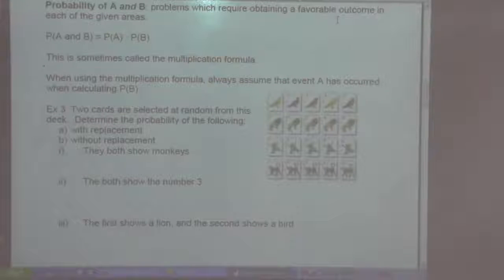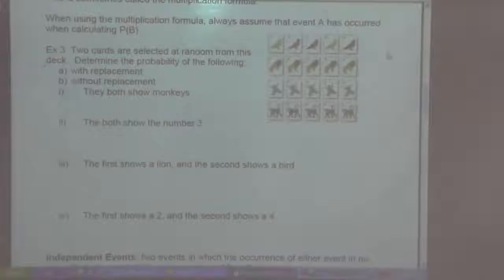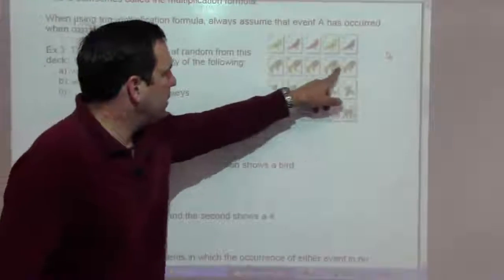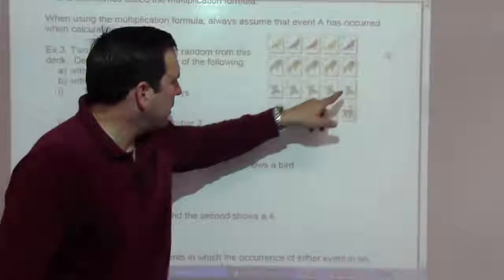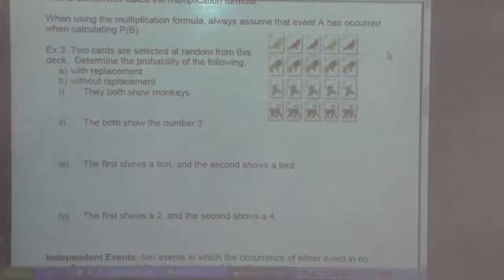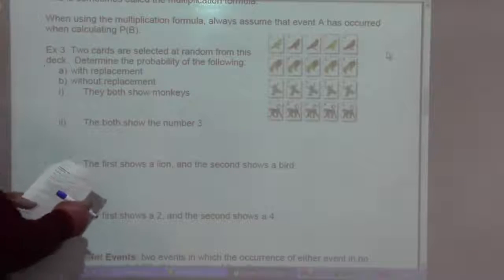So example 3, 2 cards are selected at random from this deck. We've got different colored birds with different numbers, different lions, or lions look all the same, frogs look the same, and monkeys look the same. Okay. Determine the probability of the following with replacement, without replacement. First, that they both show monkeys.